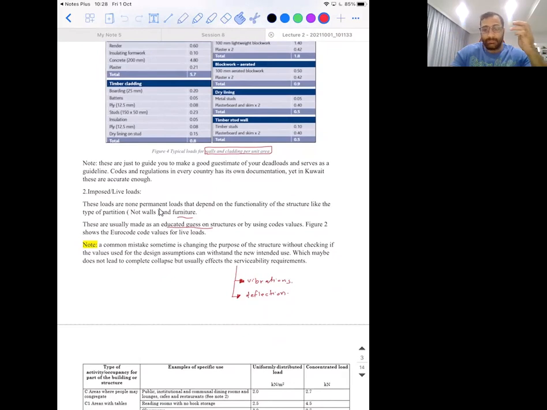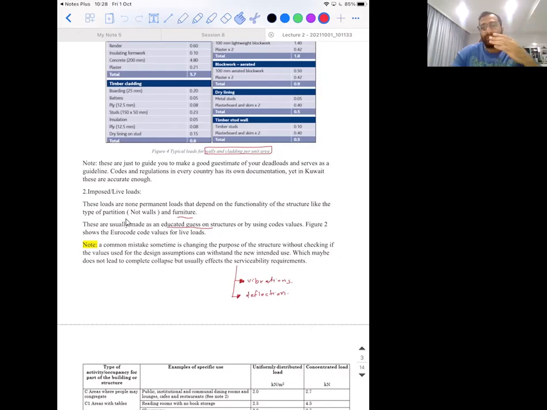Tables, for example, people, the weight of people. If you have a very packed classroom, that is considered live load. What else? Anything else that fits that criteria. It's basically a concept, an idea. Live load is an idea.